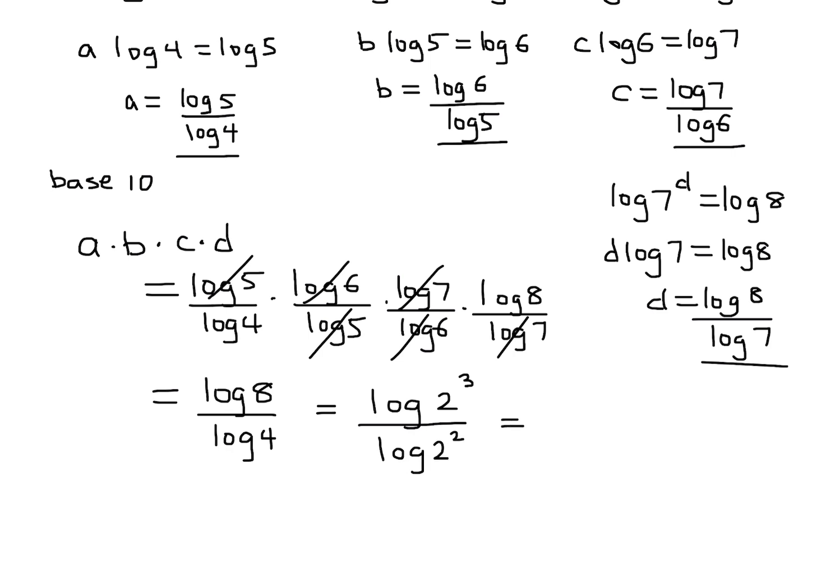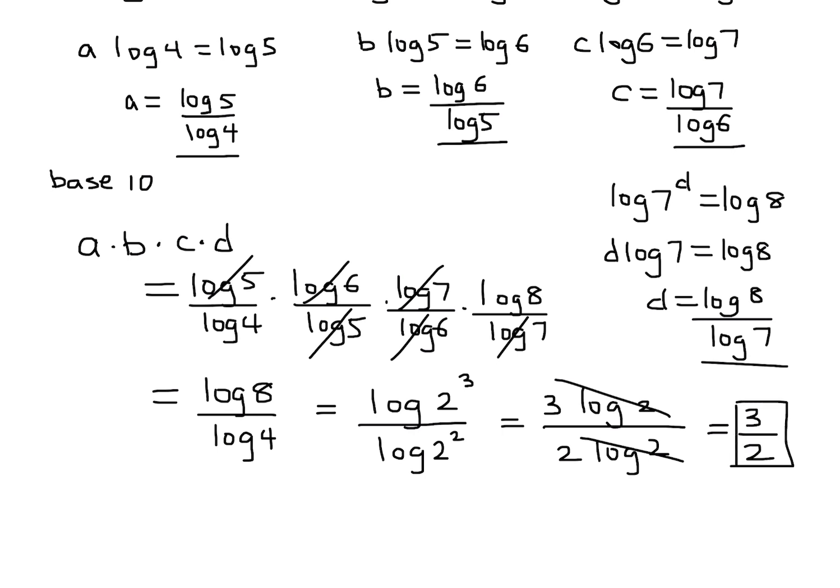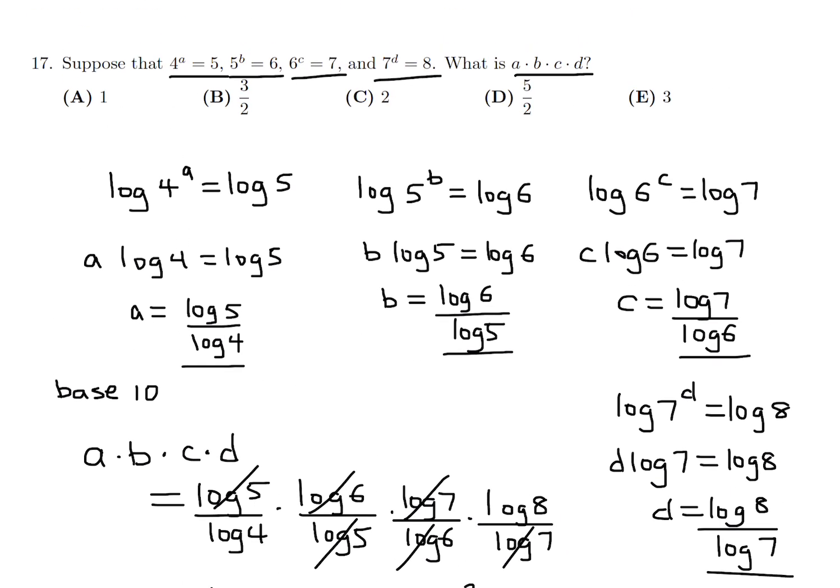And then the 3 and 2 come out, so you've got 3 log 2, and the denominator becomes 2 log 2. And then the log 2s cancel, and all you're left with is 3 over 2. And there you go. In a very straightforward way, you get the answer with logs.